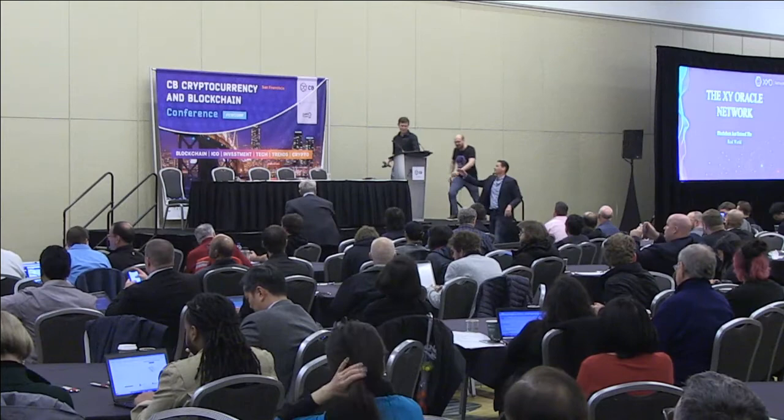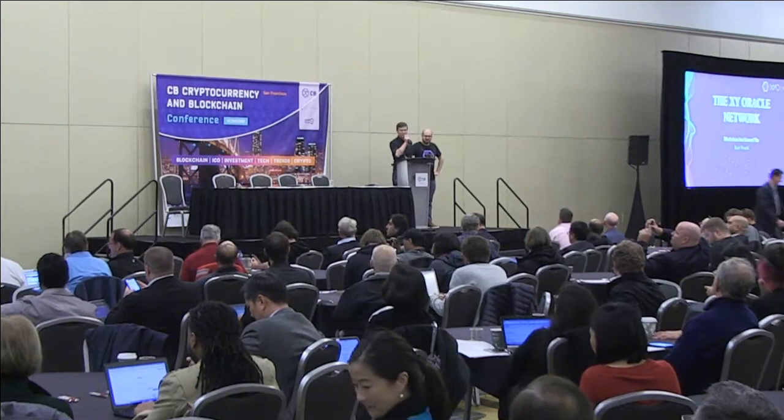Hello, everyone. We are John and Marcus from the XY Oracle Network, or XYO Network. We just heard at the panel event something about Oracle's immutable data sources, which provide data for smart contracts. And that's exactly what we do. We are the world's first decentralized location Oracle, meaning we provide location data for smart contracts, and they make location transactable. We have been around since 2012.